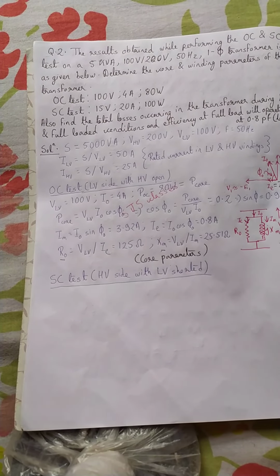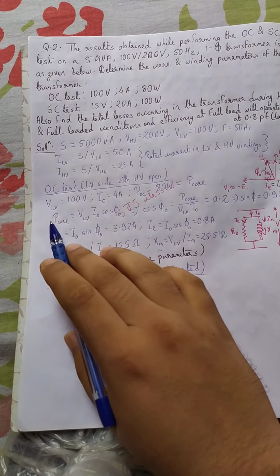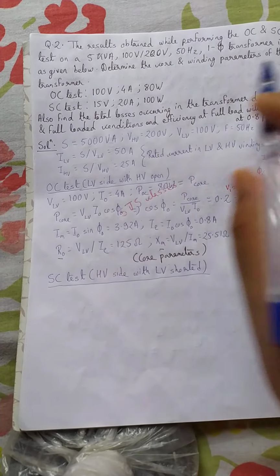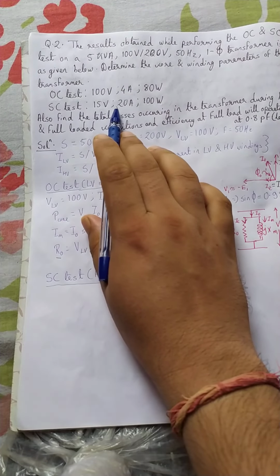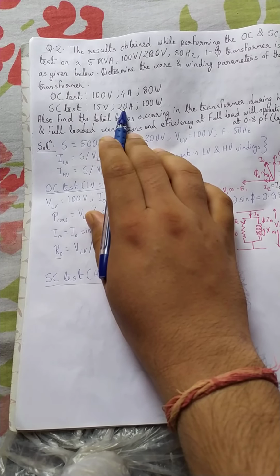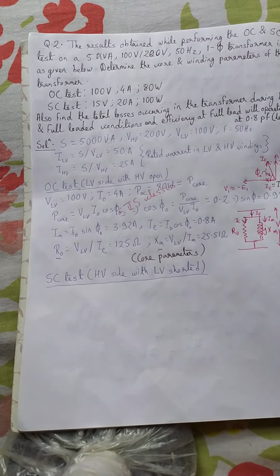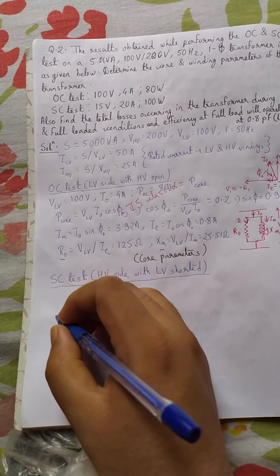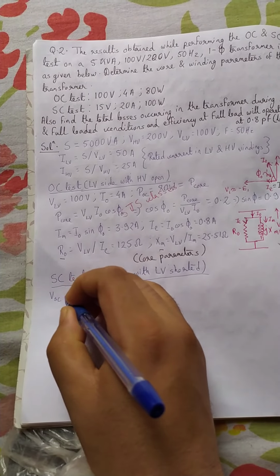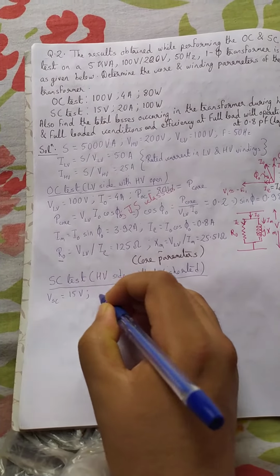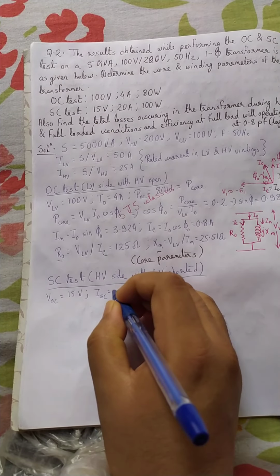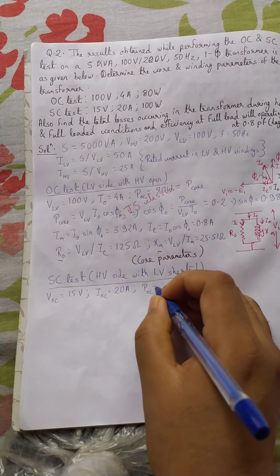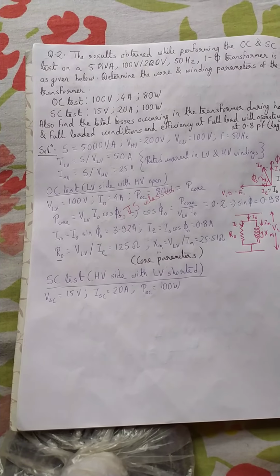Now what is the rated current in the high voltage side? You could see the rated current should be 25 ampere. Now what is the reading we are having here? We are taking the reading at 20 ampere and having this loss. So let us just note it somewhere. VSC, the short circuit voltage, is 15 volt. The short circuit current is 20 ampere and short circuit power is 100 watt.